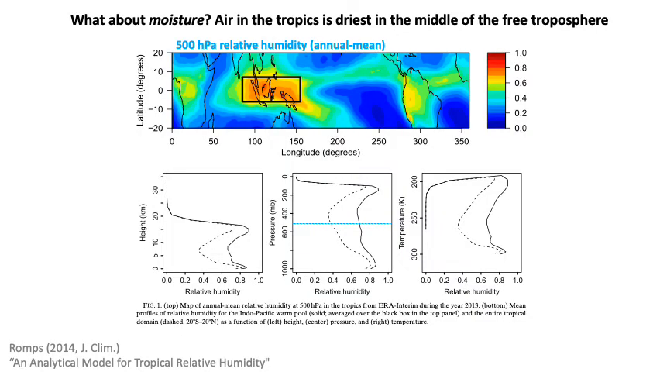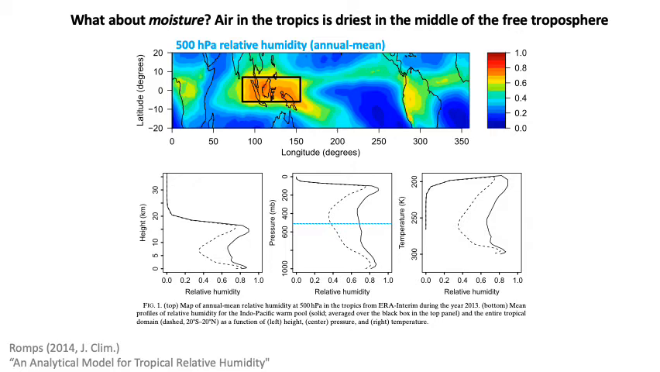Okay, so we talked about temperature. Now, what about moisture? You'll find air in the tropics is relatively moist in the boundary layer, and it's actually driest in the middle of the free troposphere. What's shown here at the top is a map of the 500 hectopascal relative humidity. This is an annual mean. This is a figure taken directly from a paper shown in the bottom left corner, which is a really great paper. I highly recommend it.